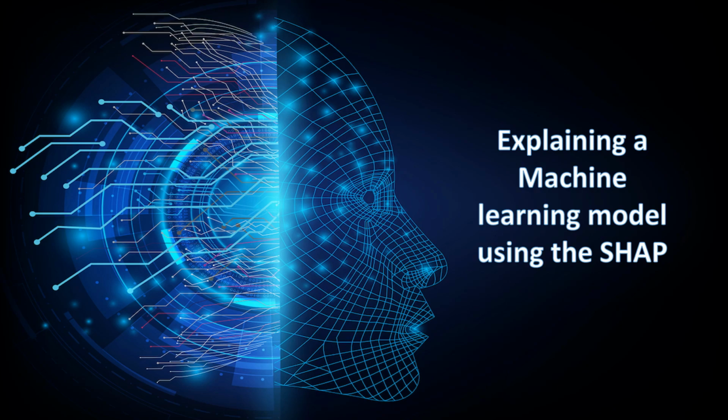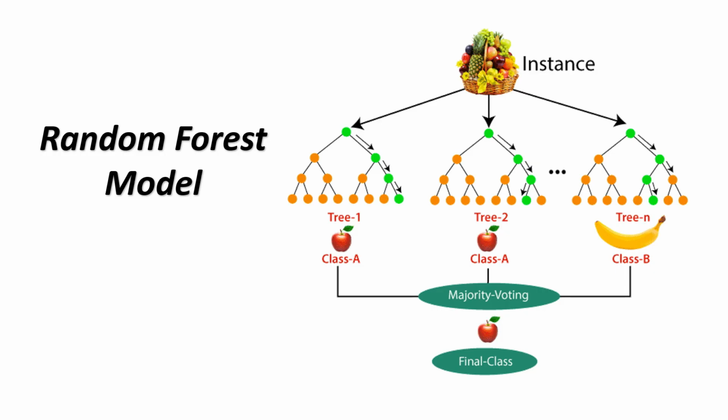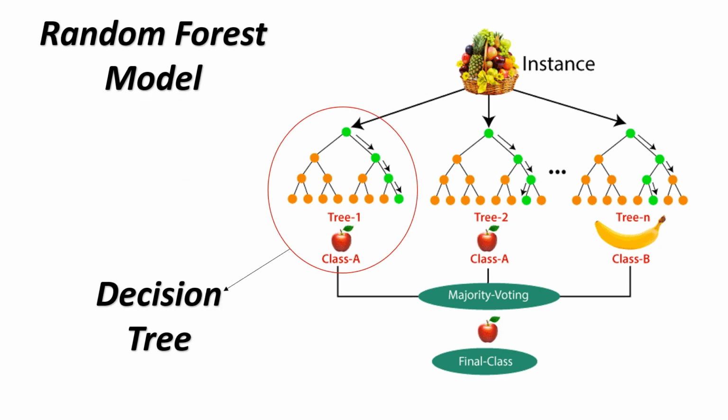In this video, we will explain a machine learning model using an explainability technique called SHAP. For this video, we are using a random forest model. To understand a random forest model, we first need to know what a decision tree is.